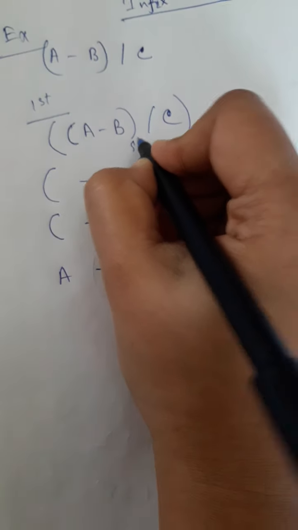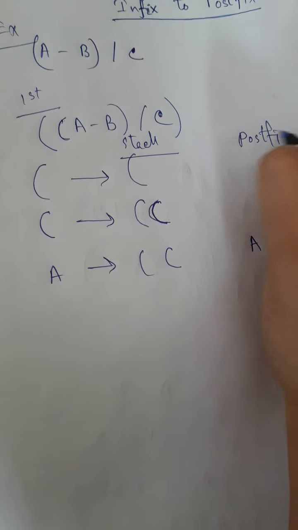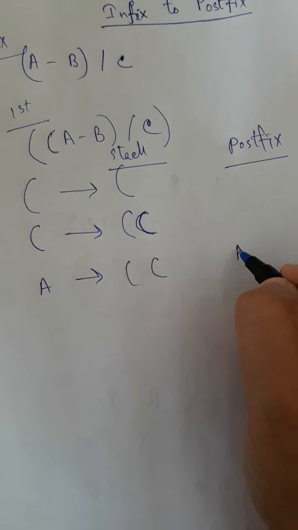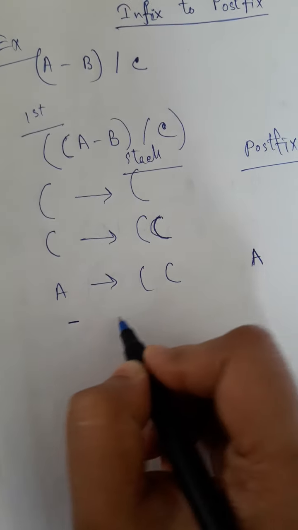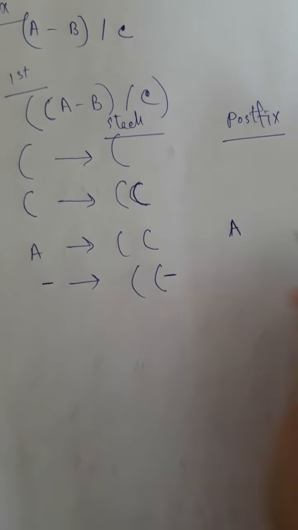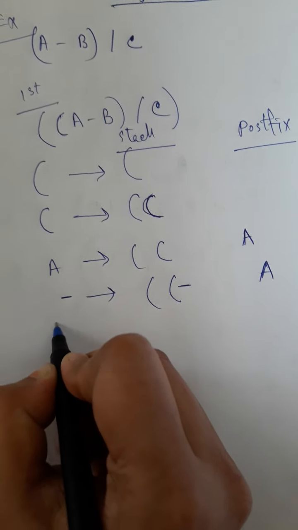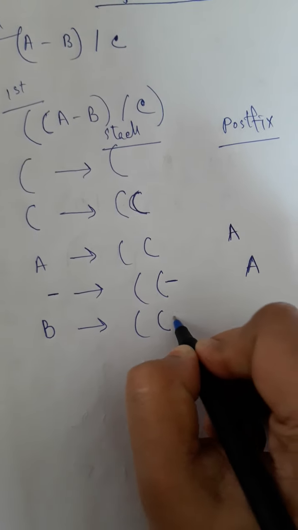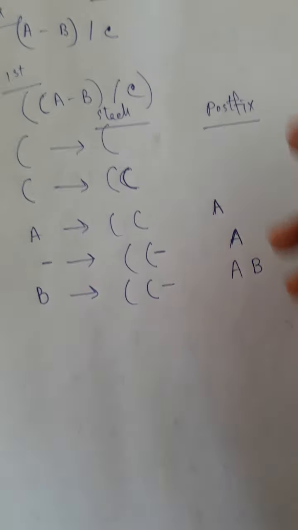This is my stack and this is my postfix. So A will be added into this postfix expression. Now minus. Minus is the operator, it will be added into the stack. Next, the postfix expression will be the same, A. Now B. B is an operand, so B will be added in the postfix expression.